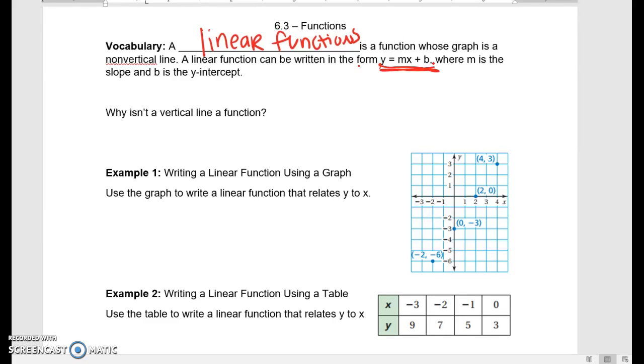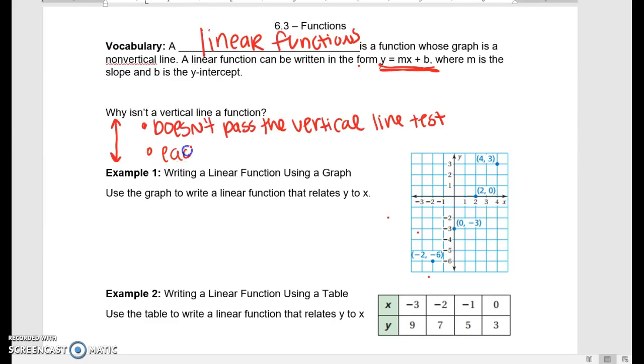So this first question underneath says, why isn't a vertical line a function? To refresh our memory, this is what a vertical line looks like. The reason why this cannot be a function is, the first bullet point, because it does not pass the vertical line test. The second reason is because each input can only have one output.